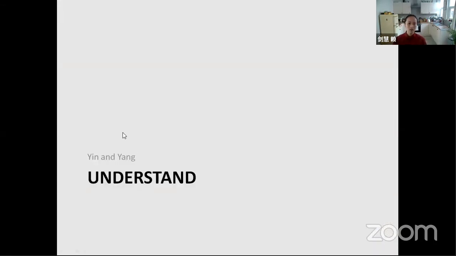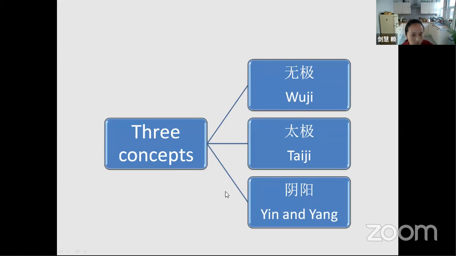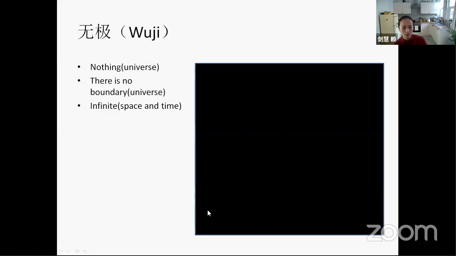Okay, understand the yin and the yang. This time, I want to introduce three concepts: Wu Ji, Taiji, and yin yang. Take a look, the place is nothing, there is no boundary, it is infinite. So we call it Wu Ji.